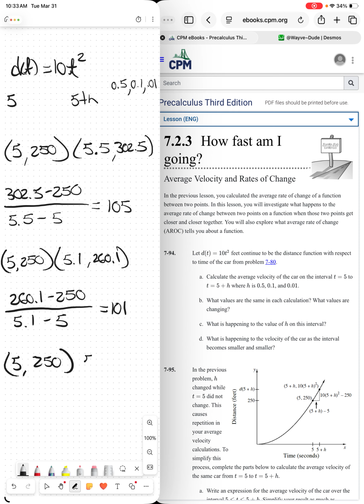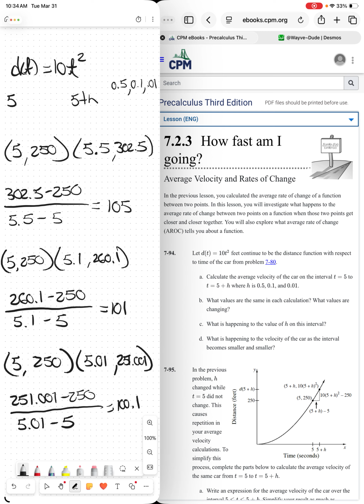And then the last time we'll do it again, 5 and 250. And now we'll do 5.01. So this is 251.001. So 251.001 minus 250 over 5.01 minus 5. And you get 100.1.